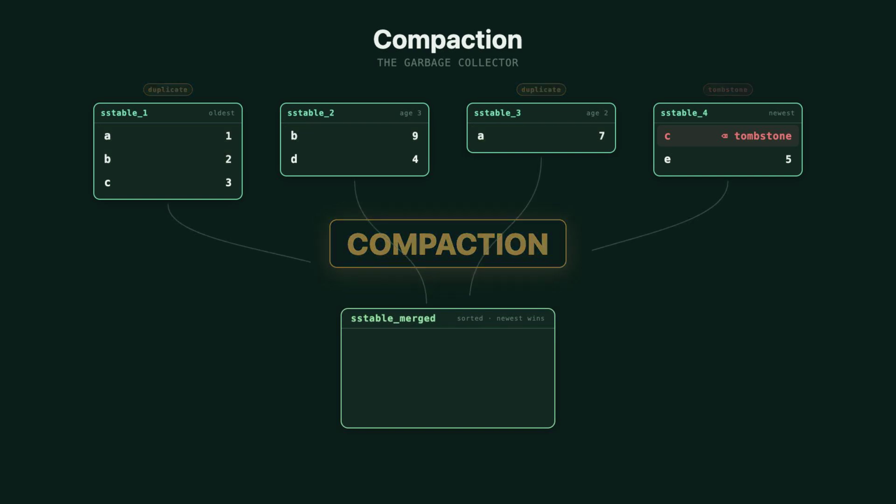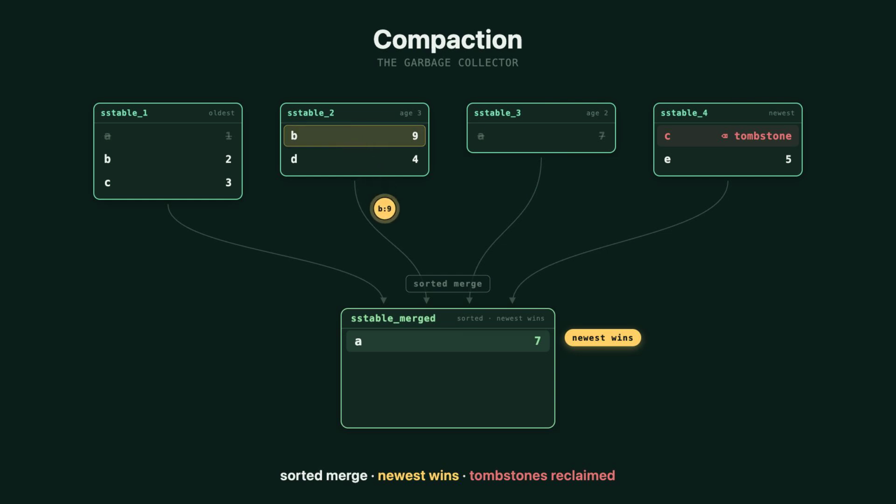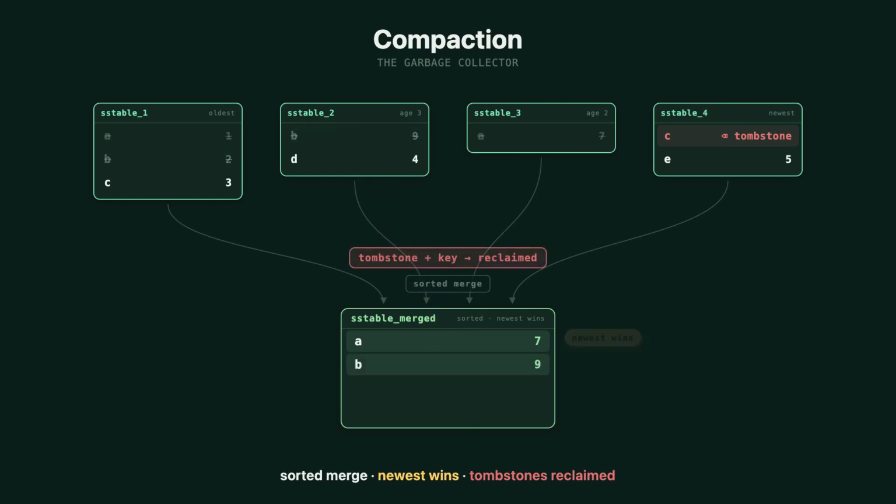It runs in the background, picks several SS tables, and merges them into one new SS table. Because every SS table is already sorted by key, the merge is a streaming sorted merge. We walk all the input files in lockstep, take the smallest unseen key from any of them, and write it to the output. When the same key appears in multiple inputs, the newest version wins. Older versions are dropped on the floor. Tombstones are absorbed. If a delete marker meets the original key during compaction, both go away, the storage is finally reclaimed.